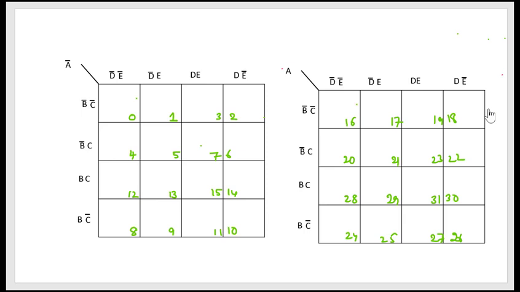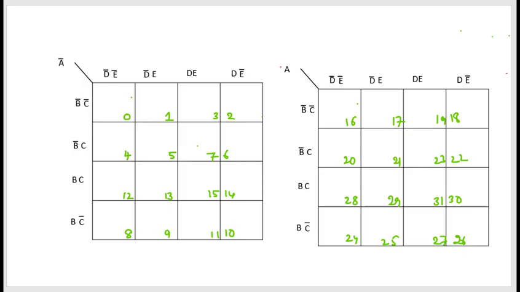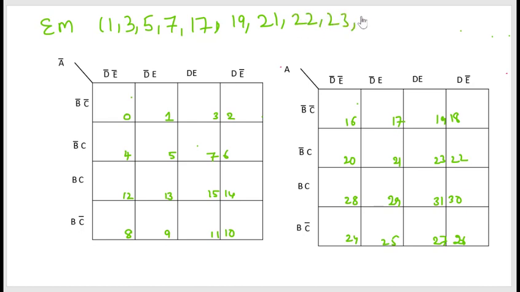Now let us take a few examples for the 5 variable K-map simplification. Let's take the first example. Now let us take another example. Sigma m of 1, 3, 5, 7, 17, then 19, 21, 22, 23, 25, 27, 29, 30, 31. So these are the min terms for which the output is 1. First we will fill the min terms.